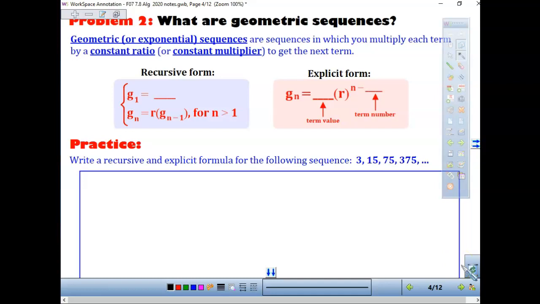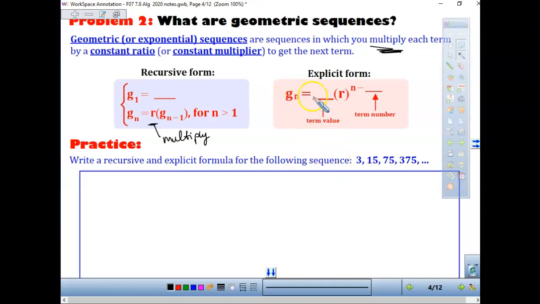When you look at page 24, it says geometric or exponential sequences are sequences where you multiply each term by a constant ratio or a constant multiplier to get the next one. So it looks the same, g sub 1, then r, which is your common ratio. This is what you are multiplying by. Someone said, what if you're dividing by 2? Dividing by 2 is the same as multiplying by a half. Dividing by 3 is the same as multiplying by a third, right? So we want to use multiplication, not division.